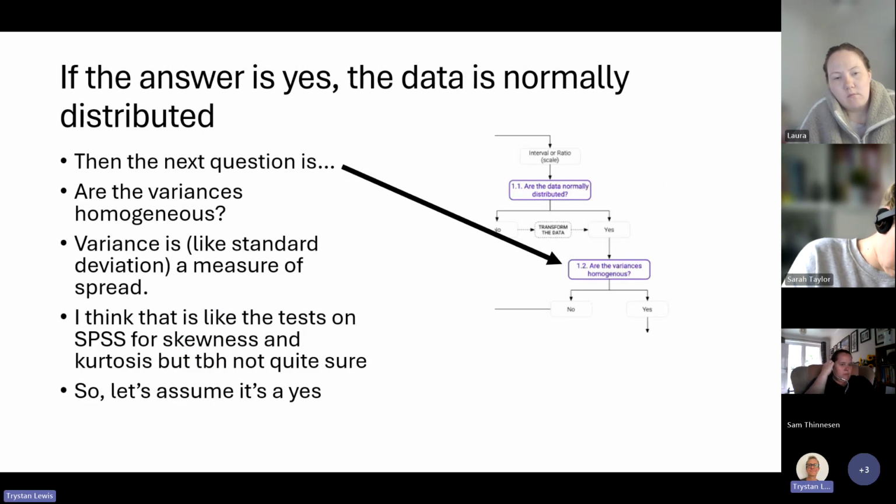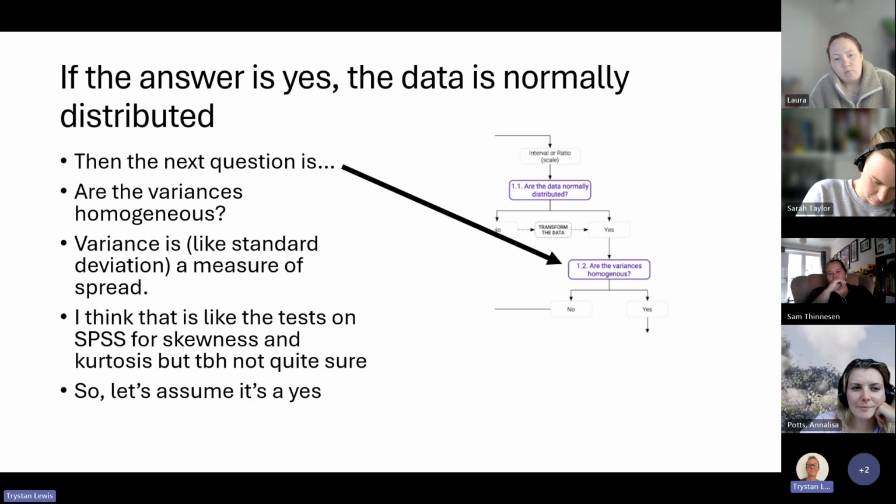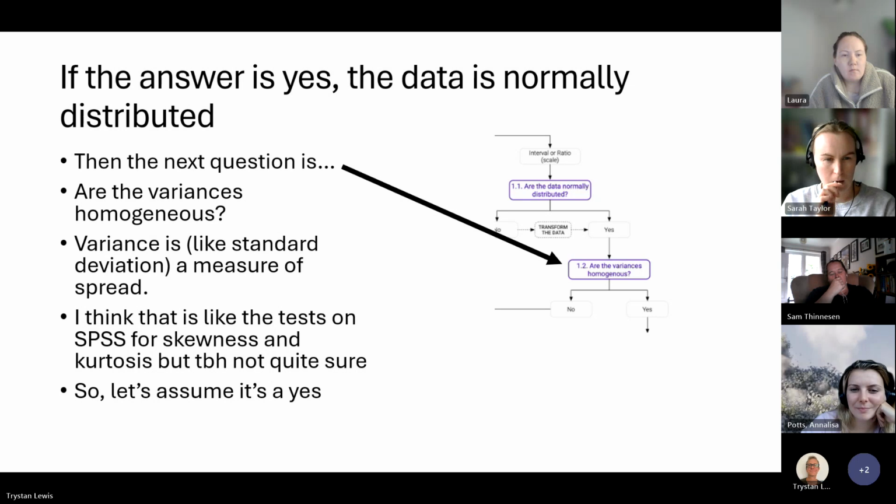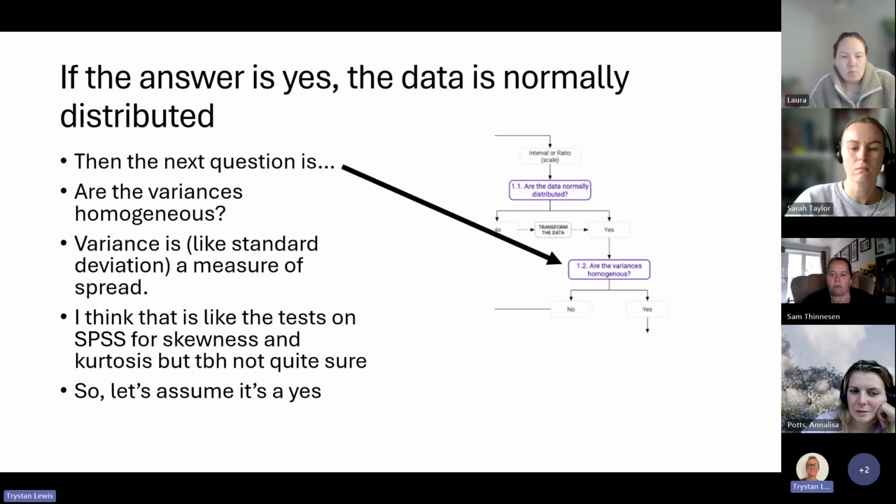If the answer is yes, then we go down our decision tree. Are the variances homogeneous? Well, variance is a bit like standard deviation. I know that, but to be honest, I don't know much more about it. But I think it's the measure of skewness and kurtosis. And if it passes those tests, like what Jenny was talking about, those two tests of skewness, is the data all bent, or is it all squished and squashed like kurtosis, then I think it's fine. So I'm not going to worry too much about that question. I think for us, it's always going to be all right. If the data is normal, then we don't have to worry about this question. So let's assume it's a yes.